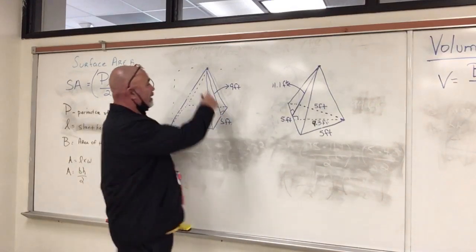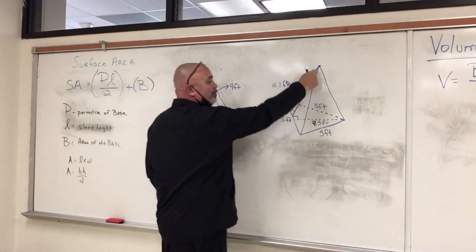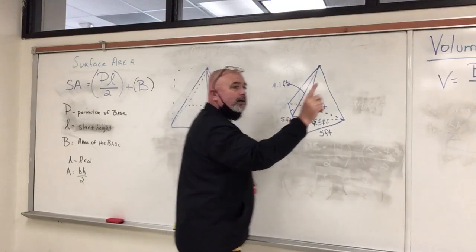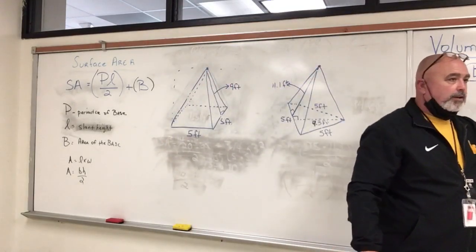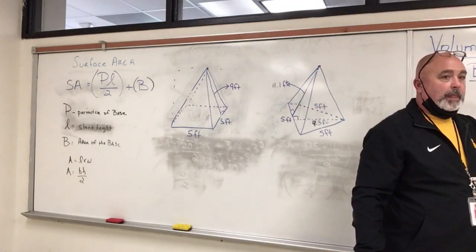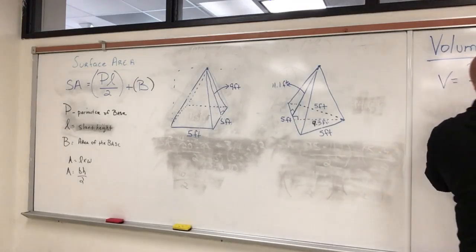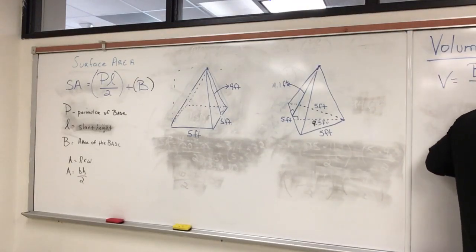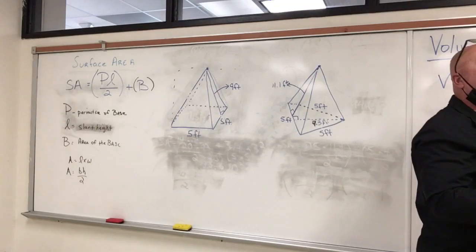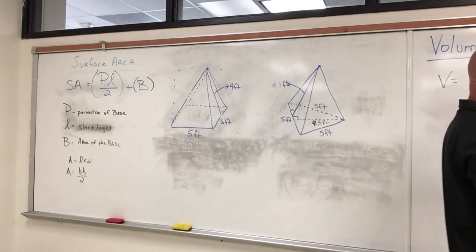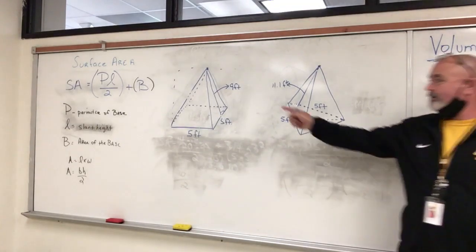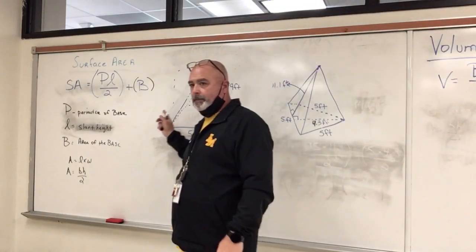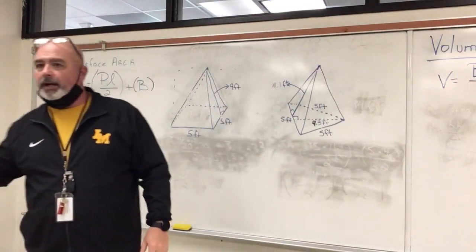Okay, so this would be the slant height here. This would be the slant height here. This is different. There's no slant height, is there? But there is, from the apex straight down to the middle of the base, would be called the height. Okay, so this is how tall it is. This is not how tall it is. Okay? All right. Does everybody understand that?